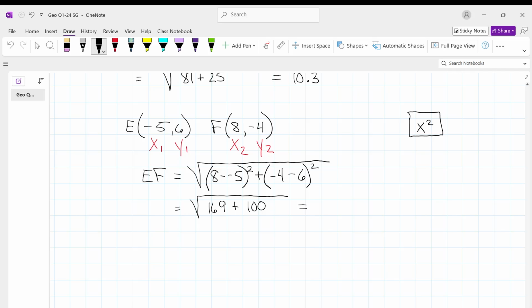So now that 100 is still sitting on my calculator. And when you add or multiply, order doesn't matter. So I'm going to add the 100 to the 169 by pushing plus 169 and hitting equals. And I get 269. And then I'm going to push again. This is called the square root button. It takes the square root of whatever's on your screen. And I get 16.4.